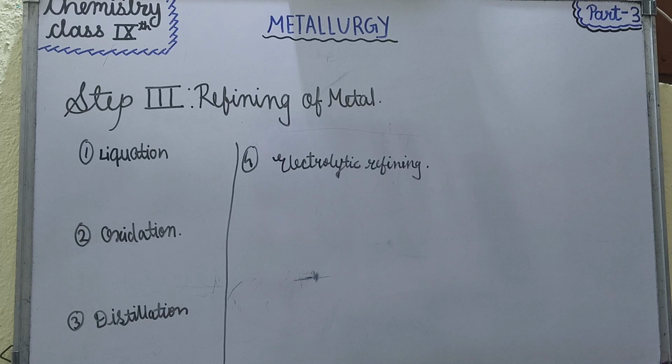In distillation, for refining volatile metals, example zinc, mercury. On heating, first pure metal vaporizes and is condensed and collected. Second, impurities which are non-volatile are left behind. Fourth, electrolytic refining. For refining metals by electrolysis, on passing electric current, first pure metal is deposited at cathode and second impurities settle down forming anode mud.